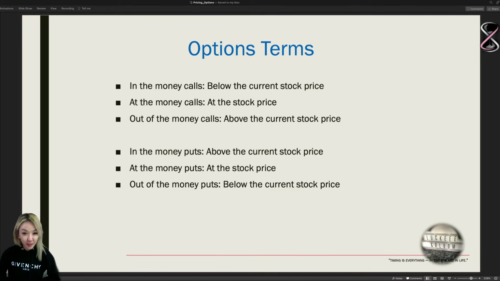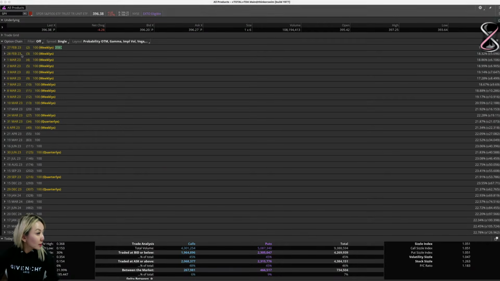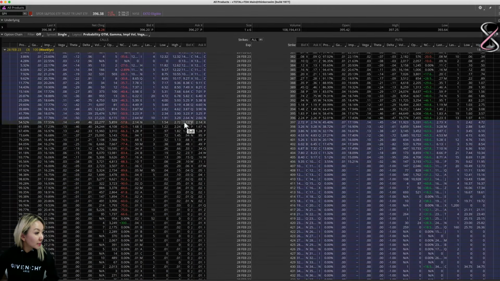First, there's three types of options. There's in the money, which is a strike below the current stock price. So on the call side, something that's in the money is all of this. So since, let's say SPY is 396, a strike that's in the money is underneath, right, on the call side, or in the money is above the strike on the put side. So these are all in the money for the puts or in the money for the calls.